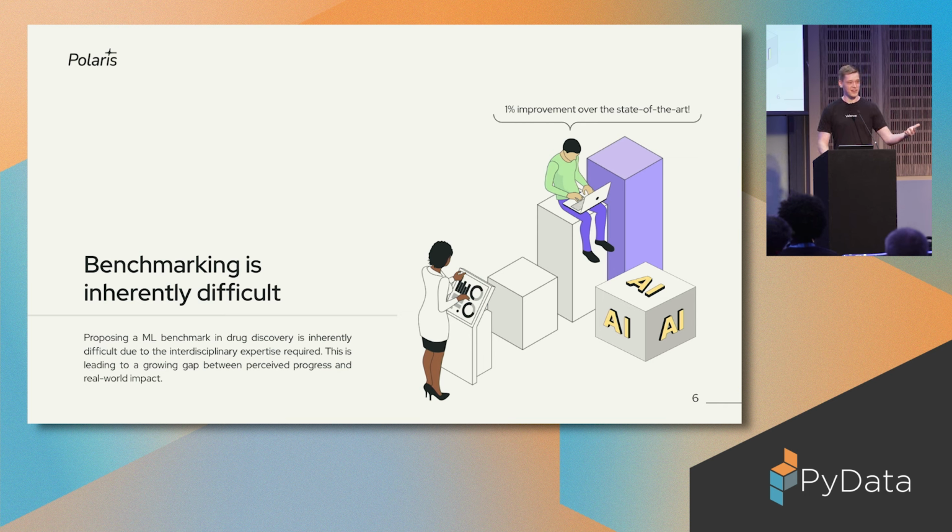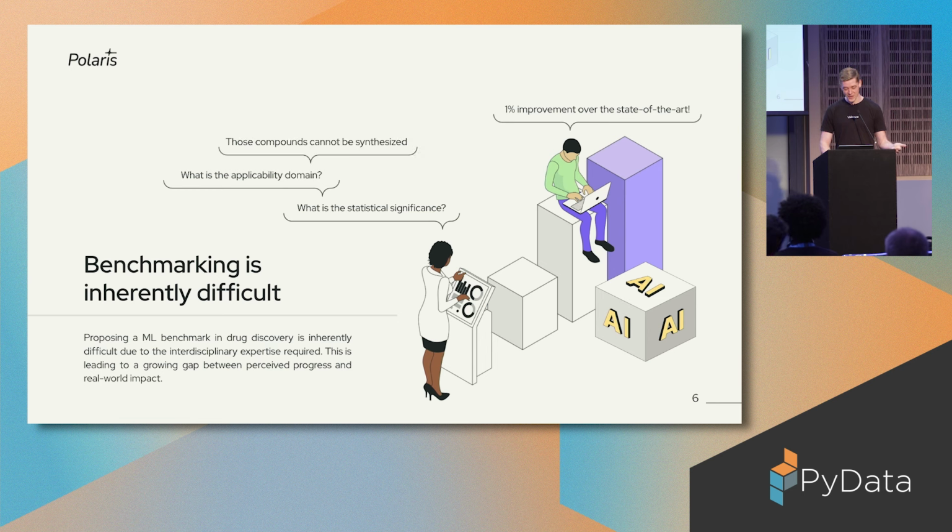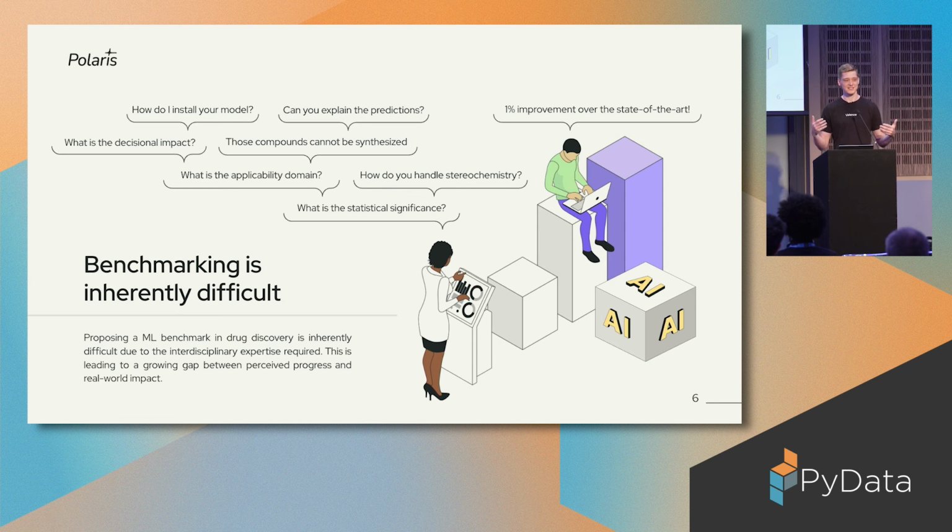Then I would show those results to my colleagues and they would come up with all these annoying questions. They would ask me, what's the statistical significance of those results? Or they would ask me, what's the applicability domain of your model? Those compounds, they look great, but there's no way we can synthesize them. How did you handle stereochemistry during dataset curation? Could you actually explain the predictions to us? What's the decisional impact of this improvement? And finally, even questions that maybe as a software scientist, I never thought would lead to problems, such as, how do I install your model or how do I actually use it, right? All of these things become important.